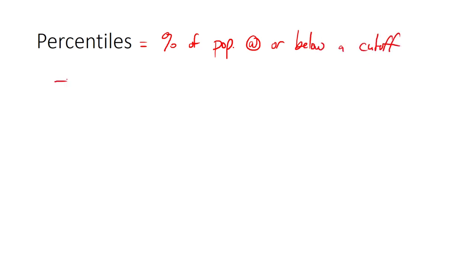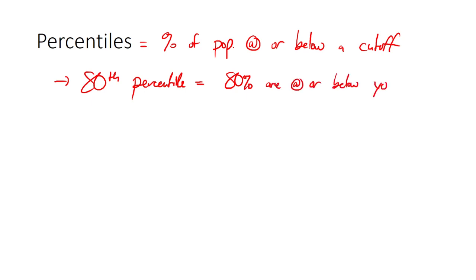So, for example, if you're in the 80th percentile, what does that mean? 80% of people are at or below you. So if you're in the 80th percentile for height, you're as tall or taller than 80% of people. If you're at the 80th percentile on an exam, that means you outscored 80% of people. Okay? So percentile just measures the percentage at or below.